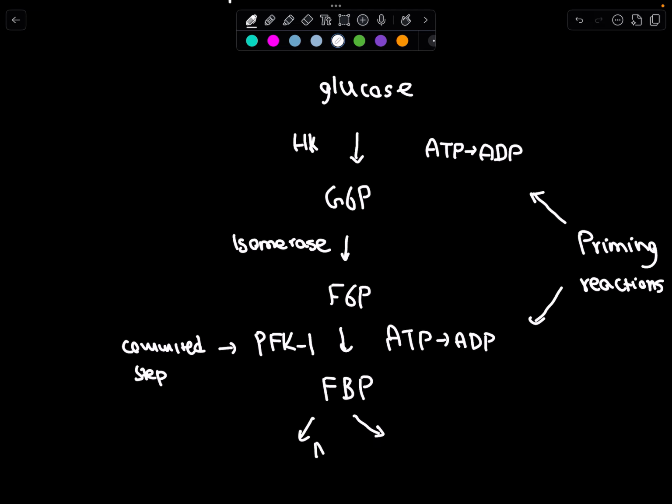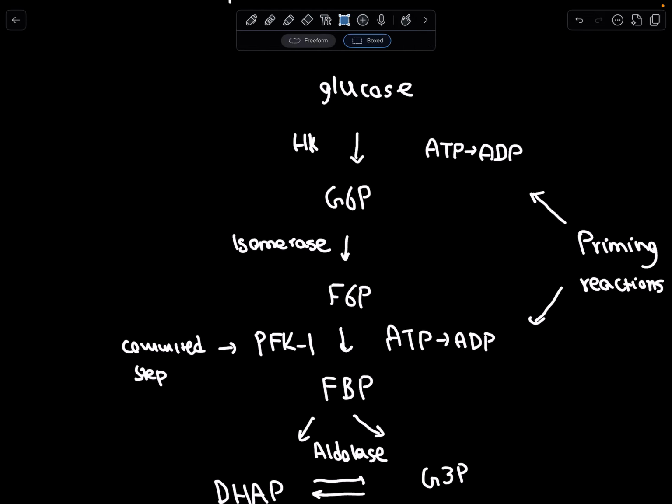4. Aldolase splits fructose 1,6-bisphosphate into two 3-carbon molecules, glyceraldehyde 3-phosphate and dihydroxyacetone phosphate, DHAP. Why aldolase? It cleaves an aldol, a molecule with an aldehyde and alcohol group, like fructose 1,6-bisphosphate, via a reverse aldol condensation reaction. The name reflects its chemical specialty, breaking a specific bond to yield two smaller sugars. Picture it as a molecular scissor.